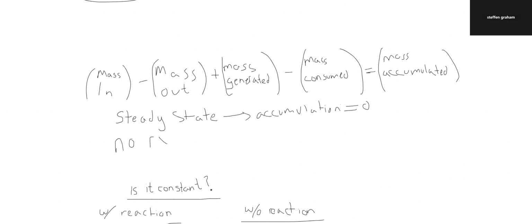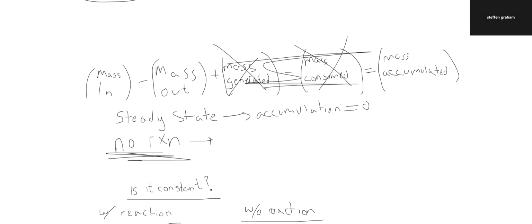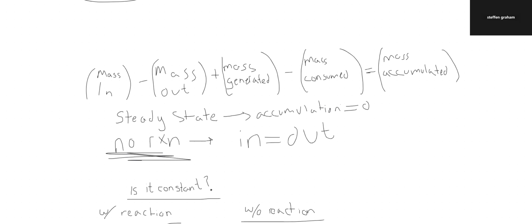So if we have no reaction and steady state, actually, let me go back. With no reaction, your generation and your consumption terms completely go away, which is nice. So if you have steady state and no reaction, you get a very simple equation: mass in equals mass out. That's if there's no reactions.